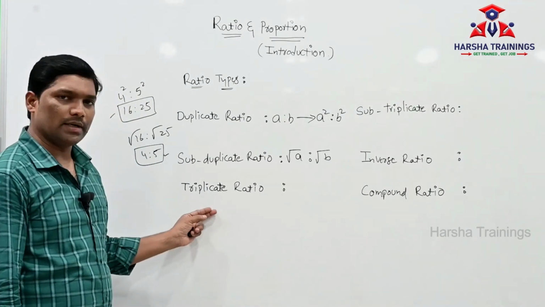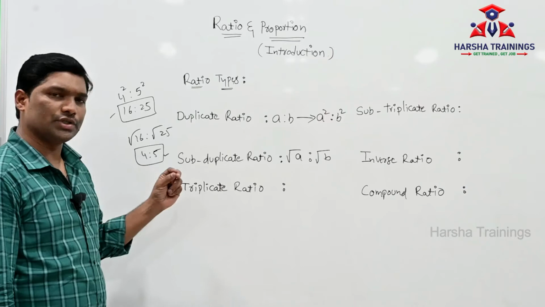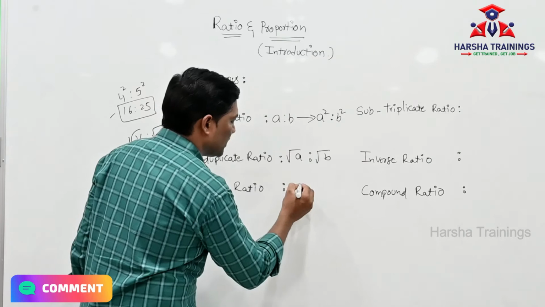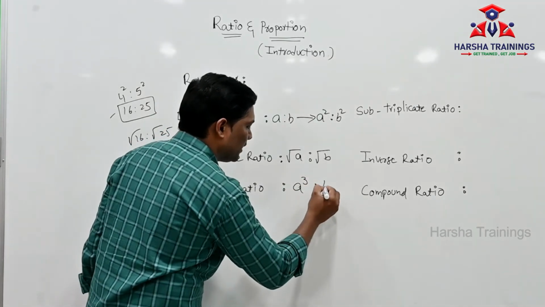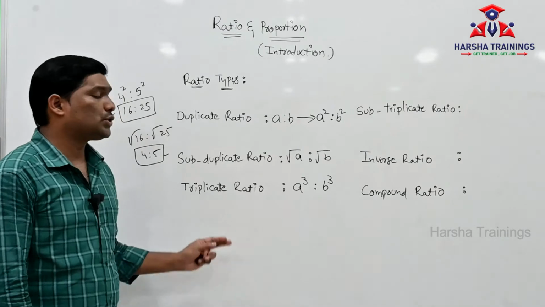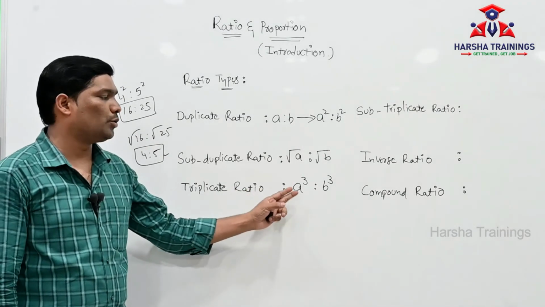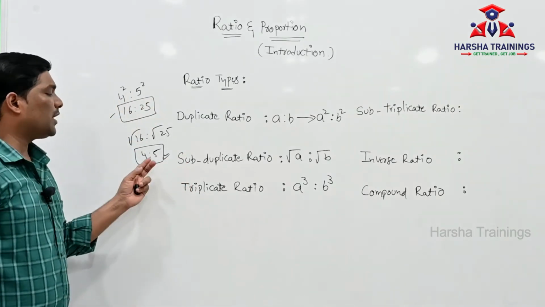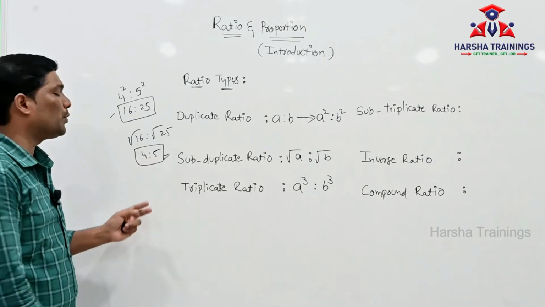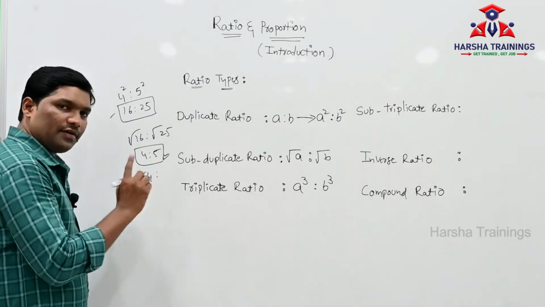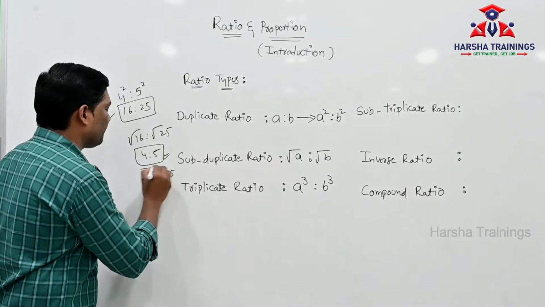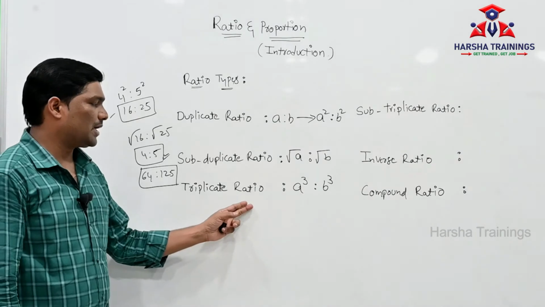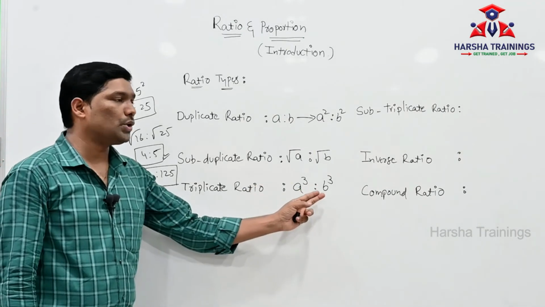And coming to the next one, triplicate ratio. Triplicate means cube. For example, A is to B, the triplicate ratio is A cube is to B cube. For example, I'm taking the same example, 4 is to 5. The triplicate ratio is 4 cube is how much? 64, and 5 cube is how much? 125. So the answer is 64 is to 125. The triplicate ratio formula is A cube is to B cube.